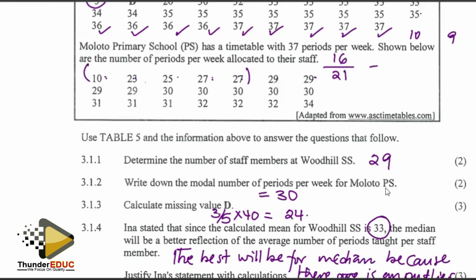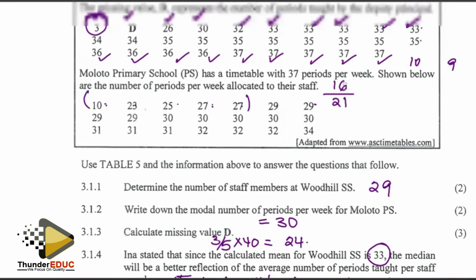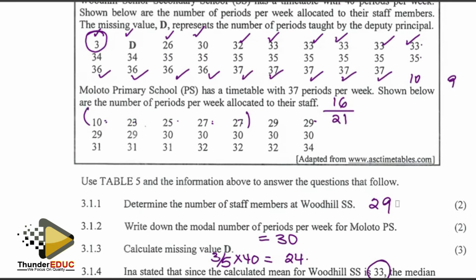So 16, how can it be reduced? You can't reduce it any further. 16 divided by 21 remains as a fraction. So the answer here is 16 out of 21.